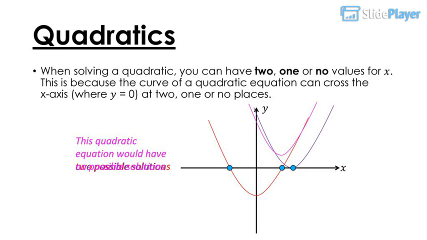Quadratics. When solving a quadratic, you can have 2, 1 or no values for x. This is because the curve of a quadratic equation can cross the x-axis, where y equals 0, at 2, 1 or no places. This quadratic equation would have no possible solutions. This quadratic equation would have one possible solution. This quadratic equation would have two possible solutions.